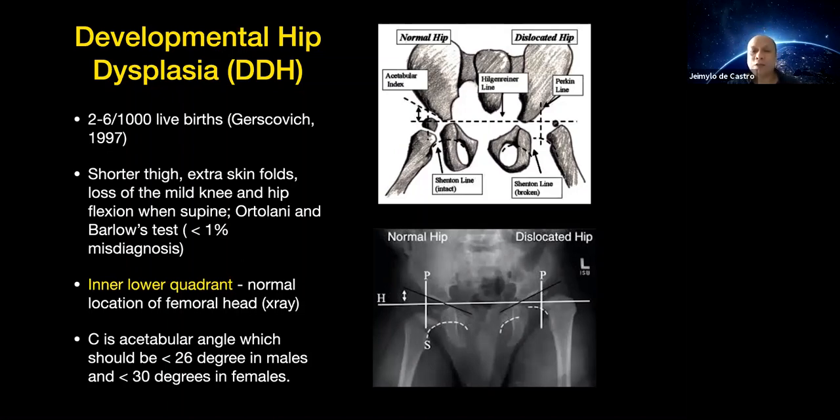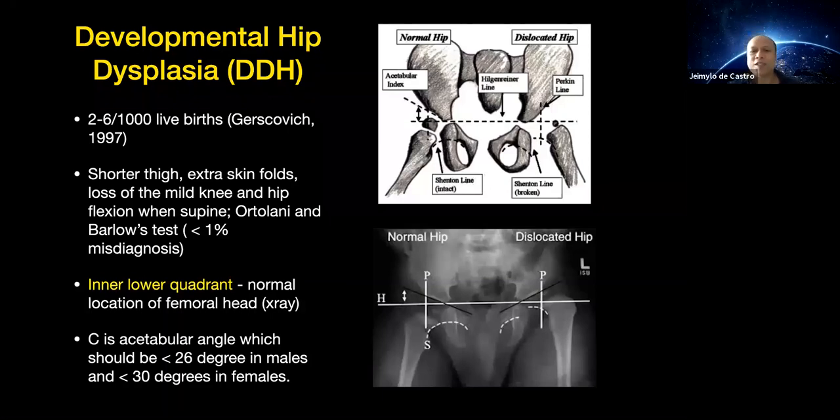Okay, so we are using the triradiate cartilage as the center of the axis. Passing through those axes horizontally is the Hilgenreiner's line. Then we have the vertical line, which is referred to as the Perkins line. And we have the curved line at the lower portion, which we call Shenton's line. We also form an angle that goes all the way to the roof, called the acetabular index, which is normally less than 26 degrees in males and less than 30 degrees in females. And we say it is normal if the femoral head is found at the inner lower quadrant of that angle.